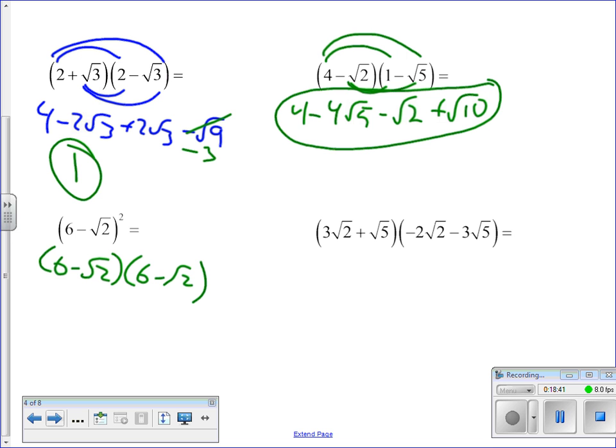Now, there is a shortcut for squaring binomial terms, but if you don't remember it, please rewrite it as 6 minus root 2 times 6 minus root 2 and FOIL it out. Because I don't want you to screw it up by assuming that, oh, I'm just going to square the first and square the second. You cannot distribute squaring across subtraction. So I get 6 times 6, 36. 6 times minus root 2. Negative root 2 times 6. And then negative root 2 times negative root 2, which is positive root 4.